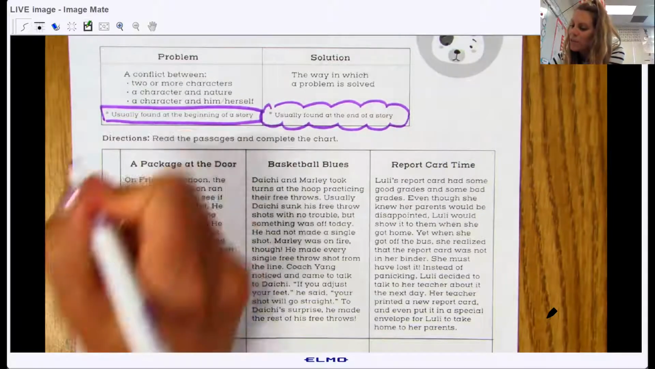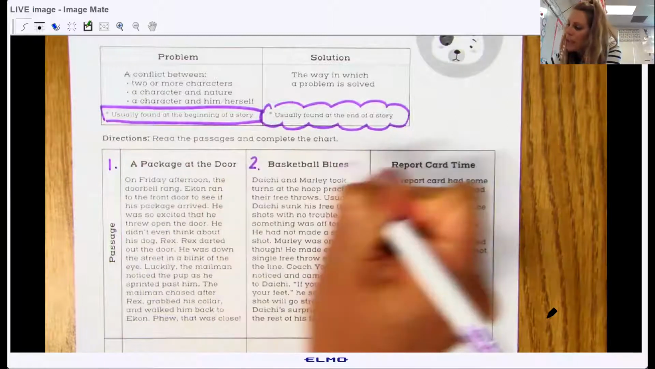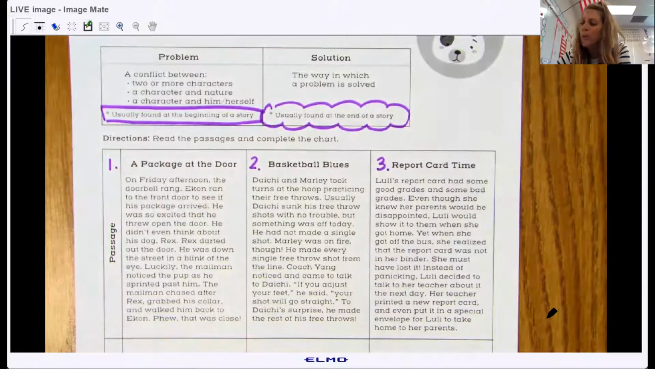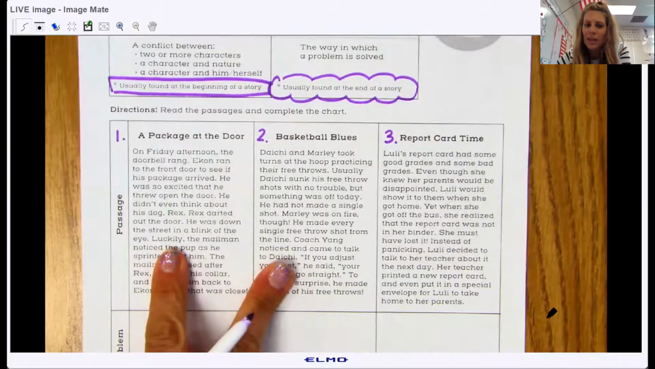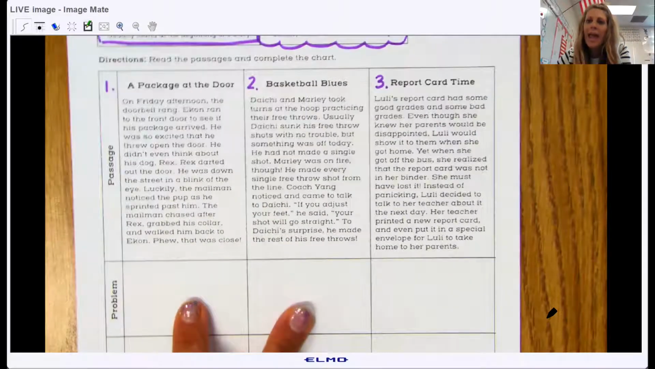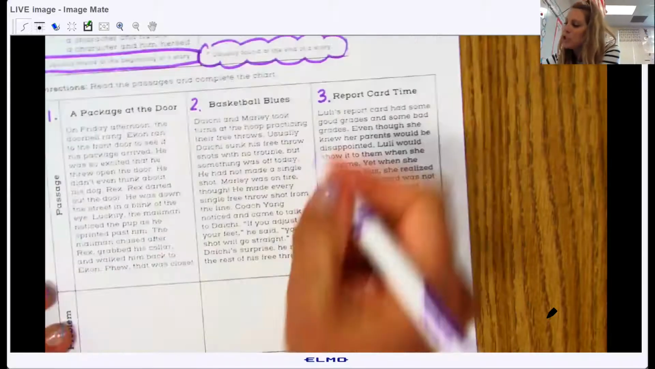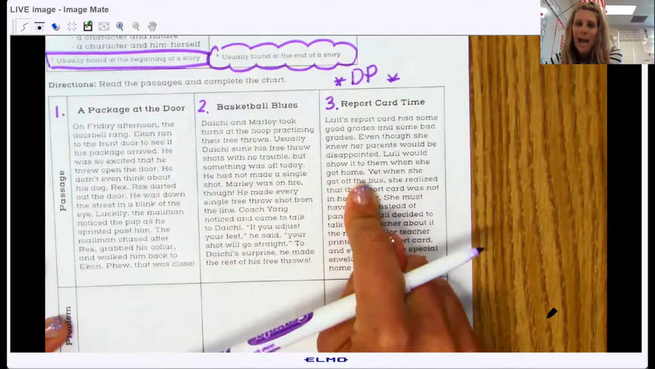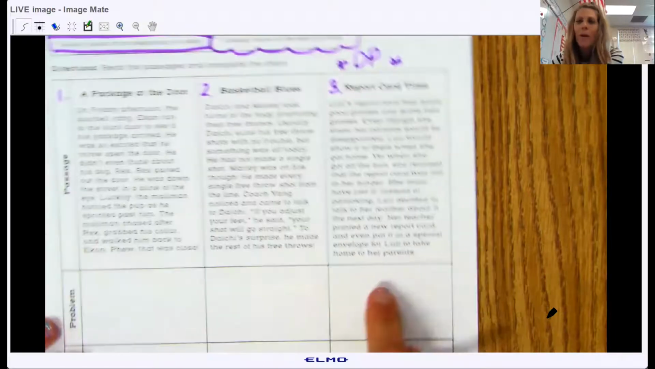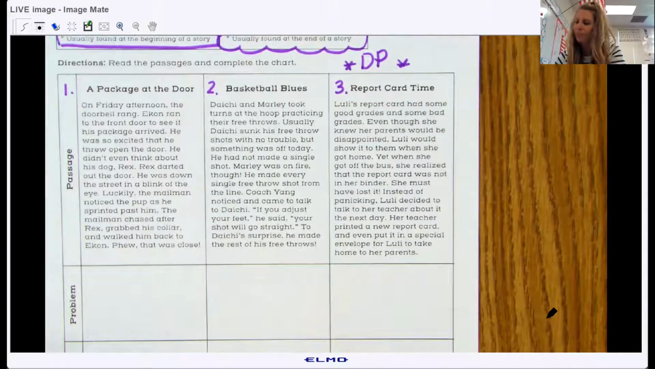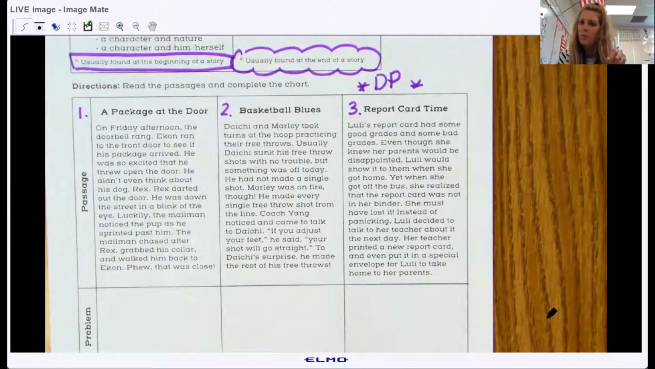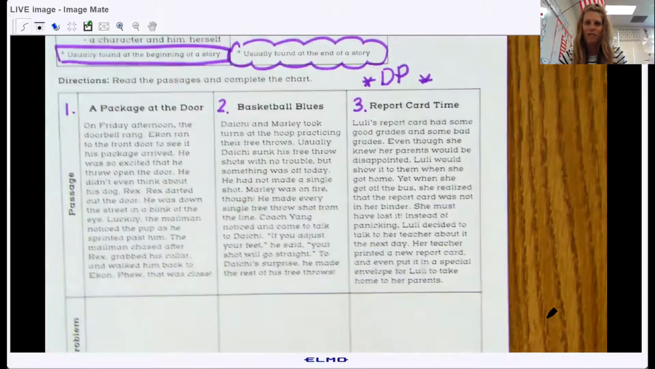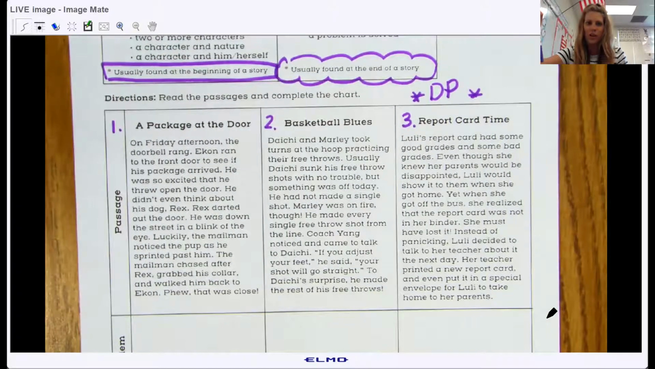Okay, so we have three passages, 1, 2, and 3. We're going to work together on 1 and 2. We're going to identify the problem and the solution, but then I'm going to send you off on your own to work on box number 3. That will be your discussion post. You will have to tell me the problem and the solution, okay? So let's practice. I'm going to really help you with number 1. I'm going to give you more responsibility on number 2. And then on number 3, I'm giving you all the responsibility. So let's see if you are ready to be a problem and solution hunter.